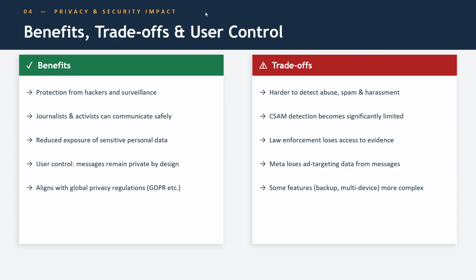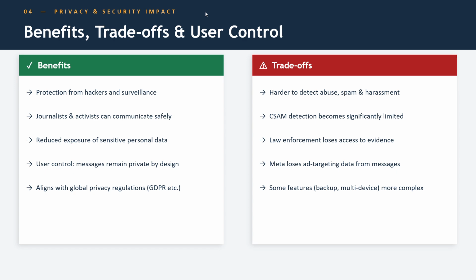Privacy and the security impact. So, what does this actually mean for users? On the benefit side, the advantages are significant. Your messages are now protected from data breaches and from hackers. Journalists, activists, and abuse survivors can communicate without fear of surveillance. And it brings Instagram into alignment with major global privacy frameworks like GDPR in Europe.